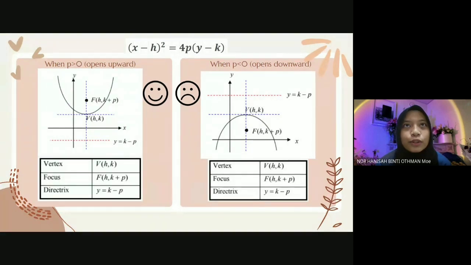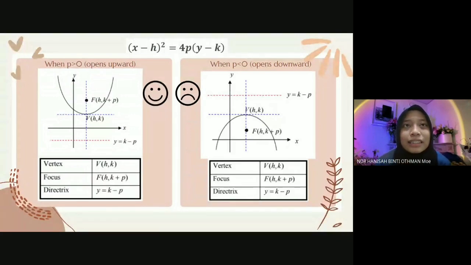The same goes for when p is less than 0. You can imagine a smiley face and a sad face. As an example, when p is greater, when you feel great, you think of smiling, so the graph will open upward. And when you feel less than 0 and you feel down, the graph will open downwards.